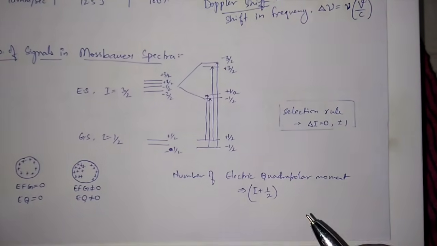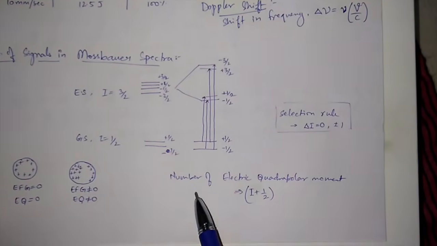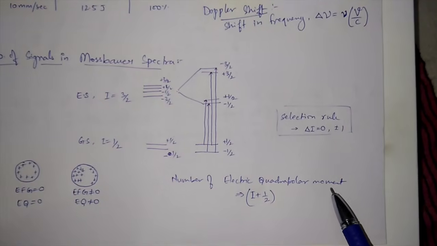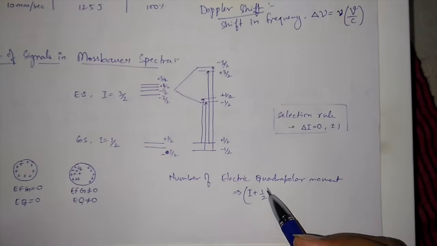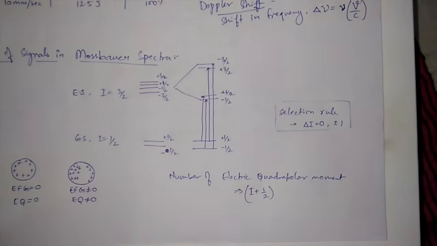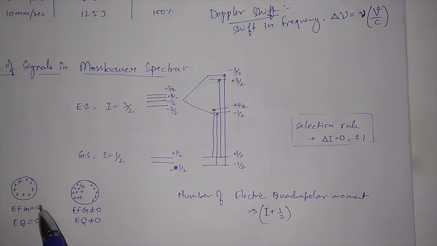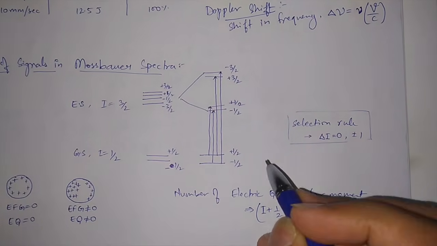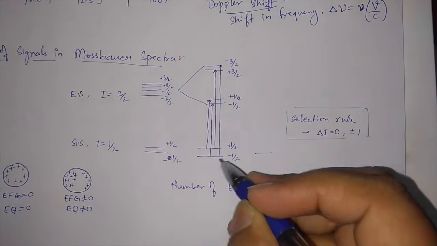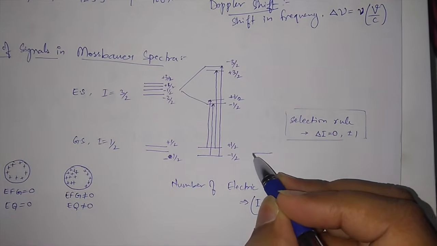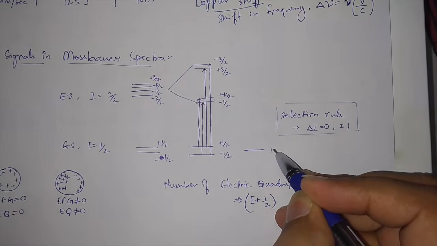Now in how many ways the splitting will take place, that is given by this formula: the number of electric quadrupolar splittings is equal to I plus half. Okay. So when we talk about the ground state, in the ground state the electric field gradient is equal to 0, and over here no splitting will take place. So this I equal to half will stay like that only. I have just written it out over here, but pay focus on what I am drawing right now. So I is equal to half.